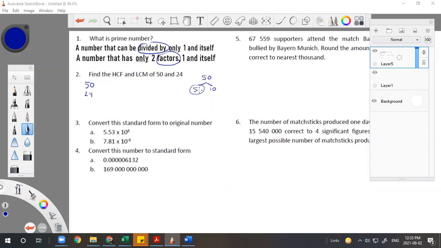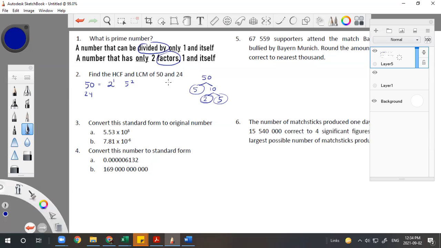Now, number 2, find the HCF and LCM. So you have to use the prime factorization. 10 can be simplified as 2 times 5, right? So start from the smallest number, 2. Just write it down, 2, and then 5 squared. What is the power of 2 here? 1, right? So 2 to the power of 1 and 5 to the power of 2.